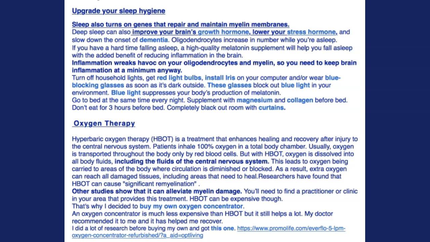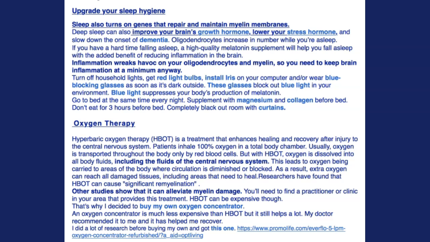Go to bed at the same time every night. Supplement with magnesium and collagen before bed. Don't eat for 3 hours before bed. Completely black out room with curtains.